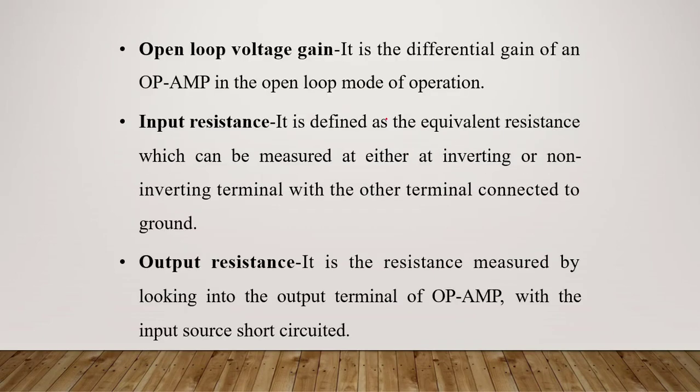Okay, in open loop we have something called input resistance and output resistance. What is this input resistance actually? It is defined as the equivalent resistance which can be measured at either the inverting or non-inverting terminal with the other terminal connected to ground. It is nothing but the input portion, whatever resistance is there, that resistance we are calling the input resistance. In the same way, what is output resistance? It is the resistance measured by looking into the output terminal of the op amp with the input source short circuited. Okay, this is known as output resistance.